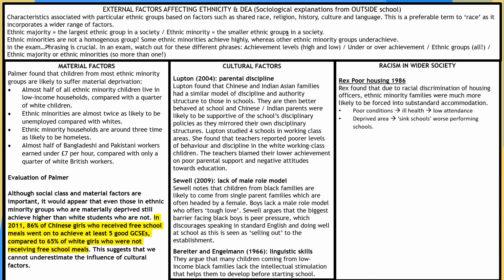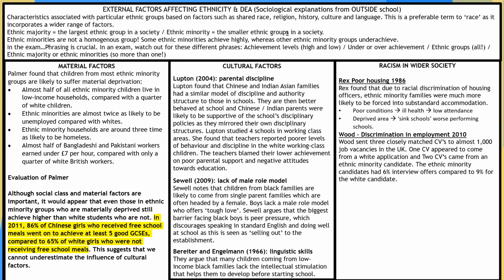And then last but not least, we have racism in wider society. So Rex talks about poor housing, and due to racial discrimination of housing officers in 1986, ethnic minority families are put into much more substandard, low suitability accommodation. This leads to poor health, low attendance, being in deprived areas, more likely to go to sink schools. So again, it does overlap with material.